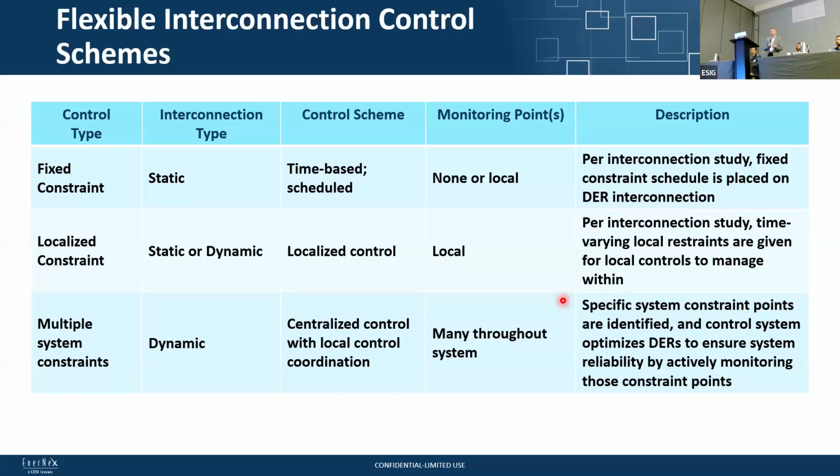Then, taking that and looking at some control schemes. The first one is what we're calling a fixed constraint. This is for the static interconnection type. Again, it's time-based or scheduled. Basically the utility or interconnection entity says these are the fixed schedule and constraints that you have to operate within. Again, pretty simplistic, pretty straightforward. The downside is you probably are going to have more curtailment than what you need. Then, getting a little bit more complex, but still not the most complex system.